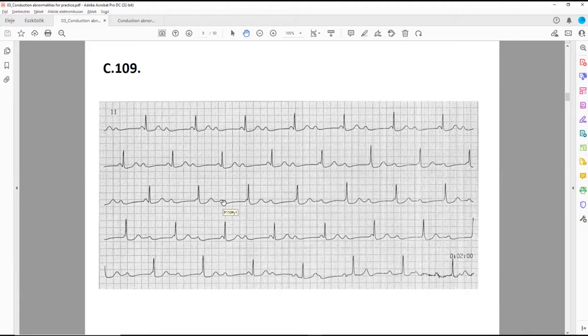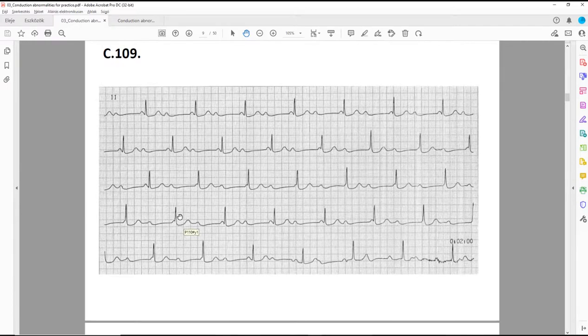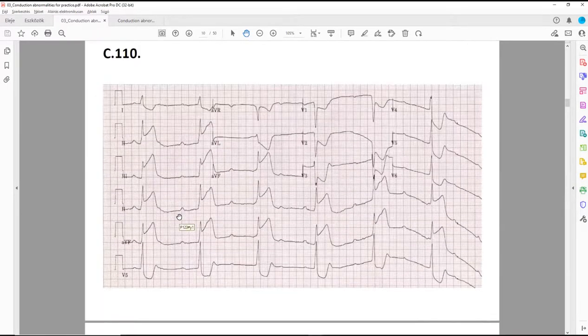And what is the impulse formation center here? I don't know. The junctional escape rhythm. Junctional escape. Yes, exactly, because the QRS is narrow. The T is positive, so that's a junctional escape rhythm. Okay. Next one.